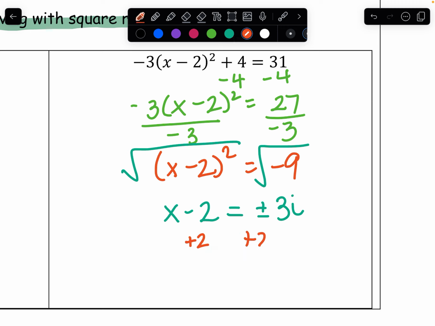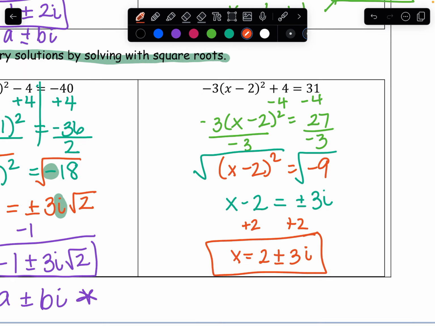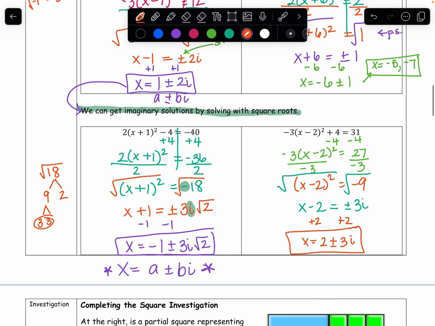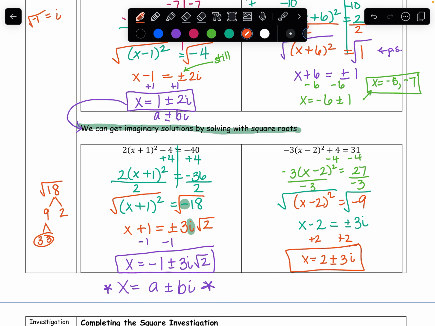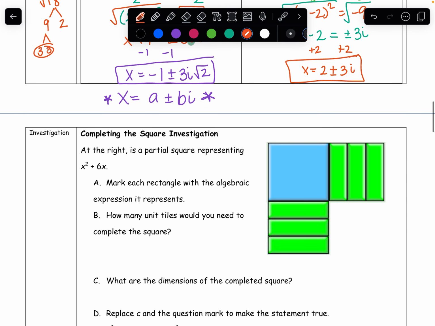I'm now going to add 2. Now, here we get x equals 2 plus or minus 3i. We don't keep going because 2 and 3i are in different number systems, and we have to combine them to make a complex number. Okay, so there we go. Let's go on to the next page, kind of a little investigation.